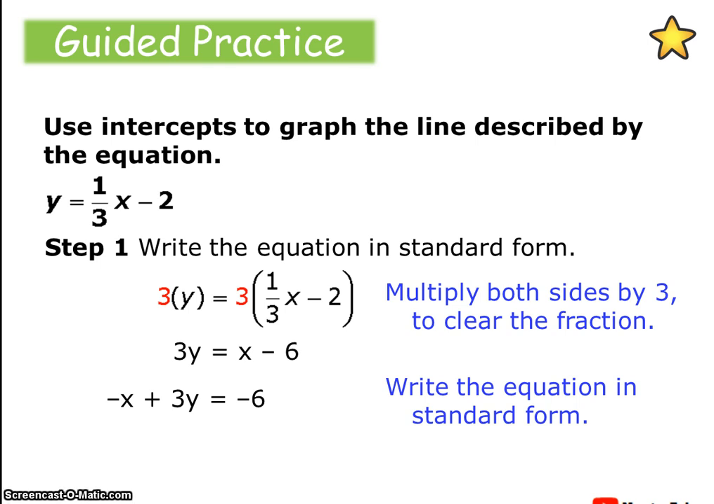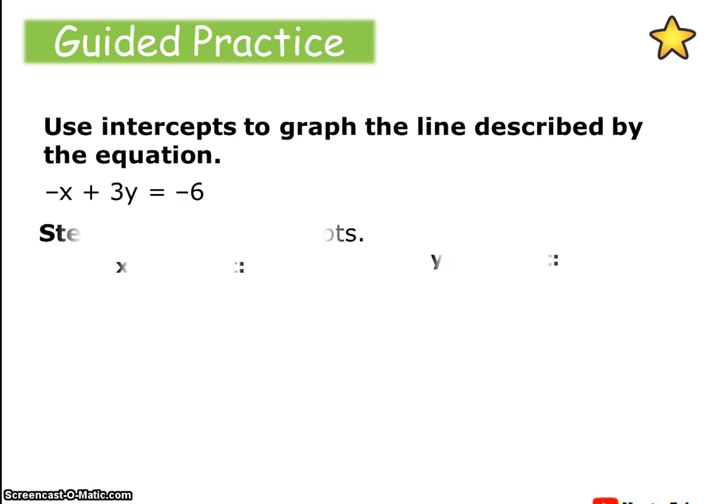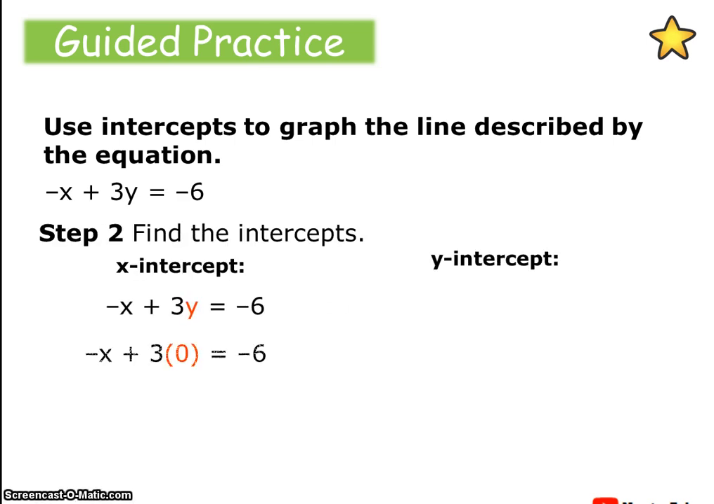So you may not have gone about that route. You might have subtracted 1/3 x from both sides, but as it is, we should have ended up with negative x plus 3y equals negative 6. Then I'm going to plug in 0 for y to find the x-intercept. Now careful here, this is negative x equals negative 6. I don't want to know what the opposite of x is. I need to know what x is. So I need to take the opposite of negative x, which is positive x, which means I have to take the opposite of negative 6, which is positive 6.